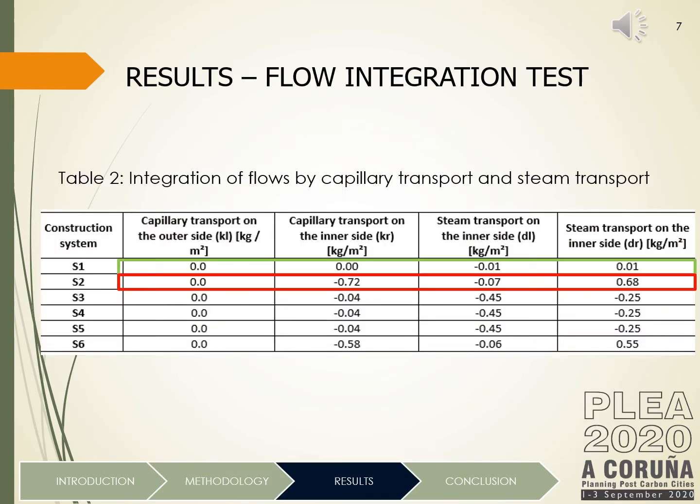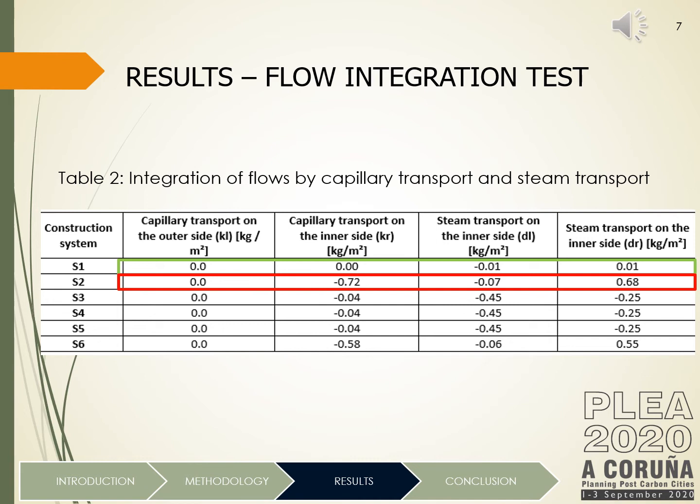For the flow integration tests, the results indicated that the constructed system S1 presents excellent performance regarding capillary transport and steam transport. The S2 system results in the system more susceptible to capillary transport, followed by S6, but when this phenomenon occurs, the flow is directed outside the building in both cases. Also, the S2 system had the highest moisture content of steam incorporated.